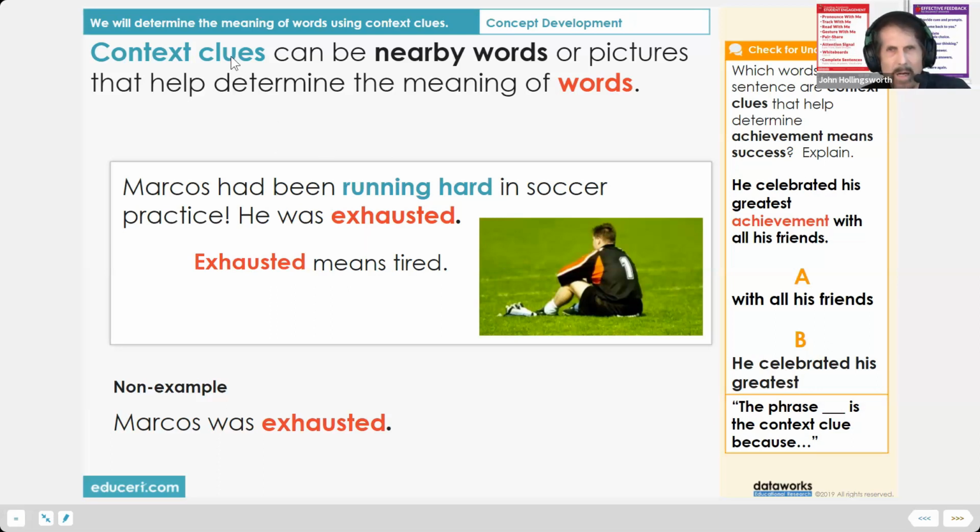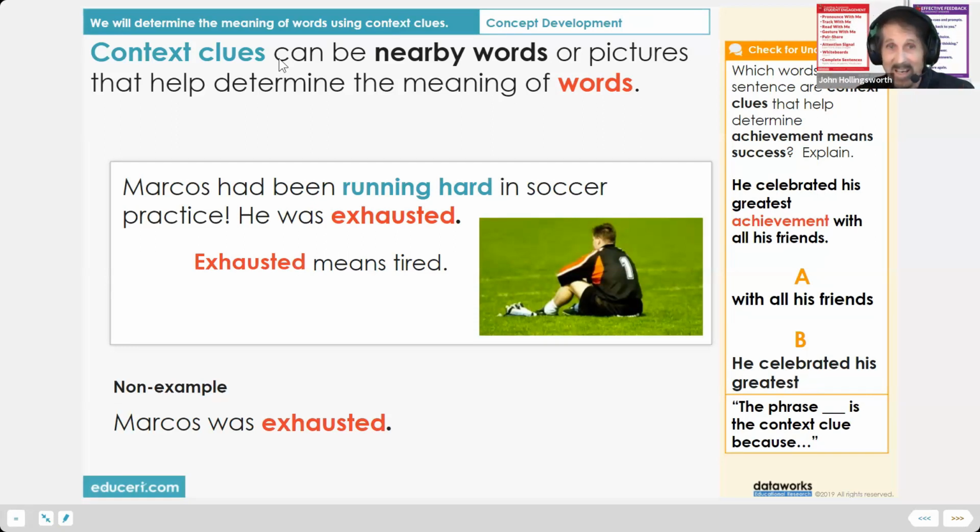So these are what we mean by context clues. And we have a gesture too. Larry, you remember the gesture? We have an unknown word and we can use what? Nearby words to figure out the meaning of the unknown word. So let's read this and use our gesture. Okay, ready to go? Context clues can be nearby words or pictures that help determine the meaning of words or of an unknown word.